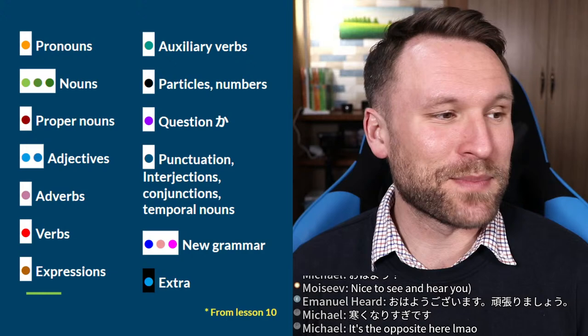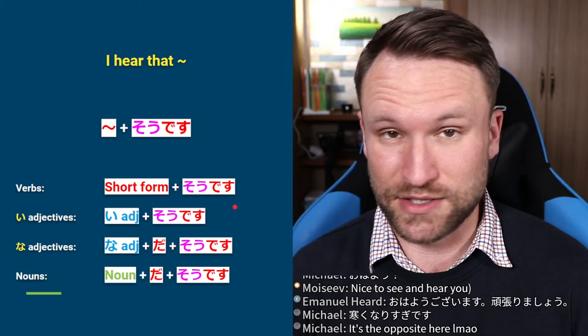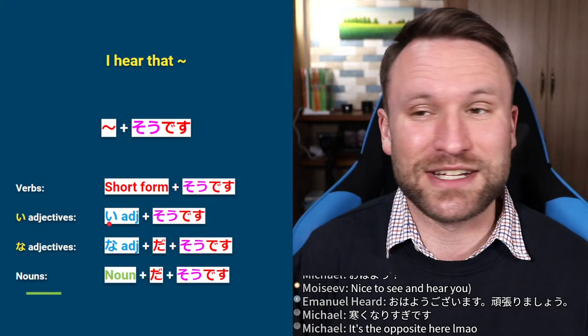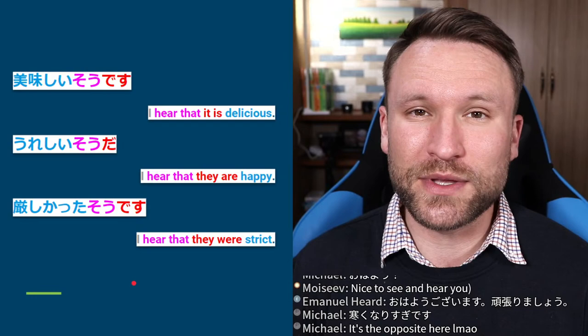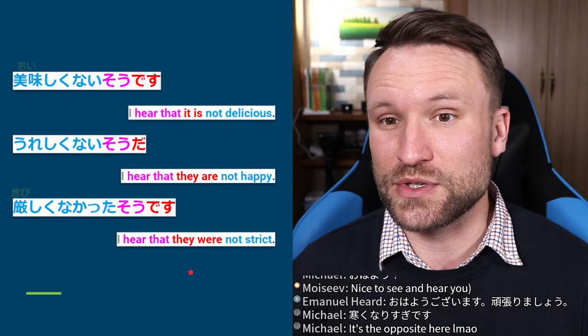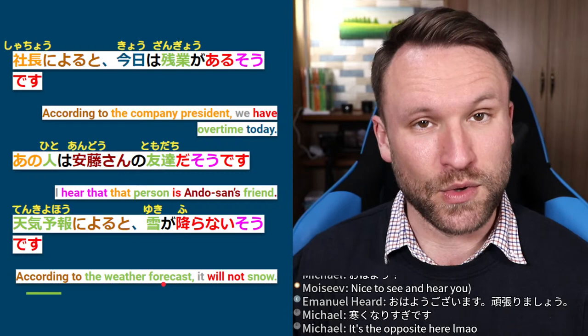So why don't we go ahead and jump into it, guys? The first section that we covered last week was reporting what you'd heard with そうです. Just to quickly review, it was short forms plus そうです: the whole short form, i-adjectives just like they are with そうです, na-adjectives plus だそうです, nouns plus だ and そうです. It's reporting things that you heard someone say, whether from the news or something. For example, 天気予報によると、雪が降らないそうです. According to the weather forecast, it will not snow. So that's what we went over last week.